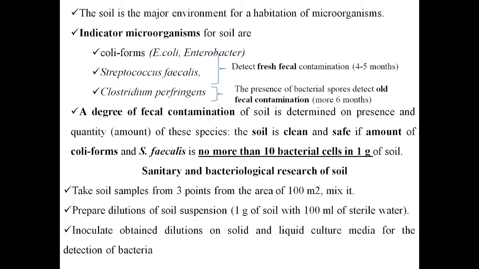Why do we control the presence of microorganisms, the presence of pathogenic bacteria in soil? We should control the presence of pathogenic bacteria in soil before building of schools, kindergartens, of other main organizations like hospitals. We should detect the presence of pathogenic bacteria in places where children play, because they contact with soil and they can be contaminated. That's why we should control the bacteriological or microbiological condition of soil. How to do it? There is one method, it is very easy.